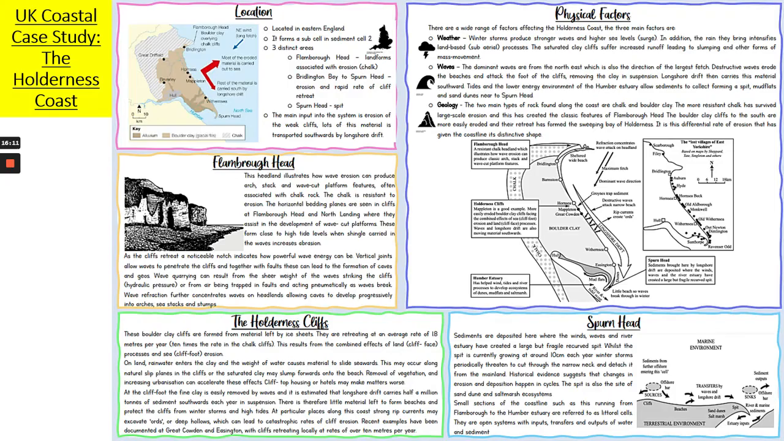Spurn Head is an example of where sediment is deposited because of winds and waves. Now Spurn Head, for example, is a spit that is growing around 10 centimetres a year, and that's because of winter storms. We also have, remember, offshore bars as well, and we have beaches and cliffs and so on along that coastline.